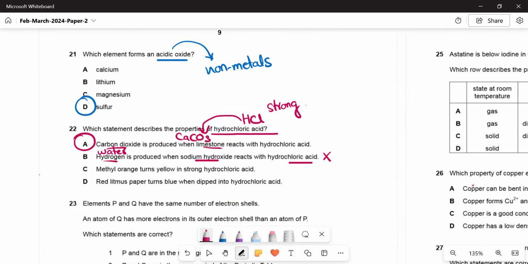For the next one, methyl orange turns yellow in strong hydrochloric acid. No, methyl orange turns red in strong hydrochloric acid. Red litmus paper turns blue. No, red litmus paper remains red when dipped in hydrochloric acid. So all the other options are wrong. A is correct. It produces carbon dioxide gas.